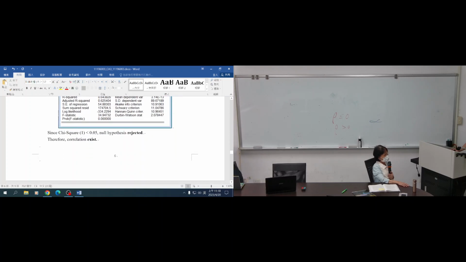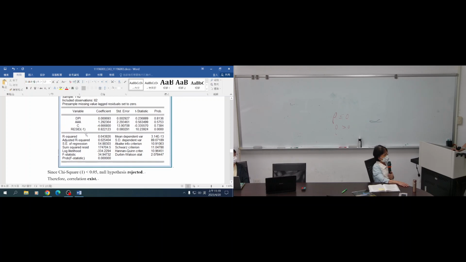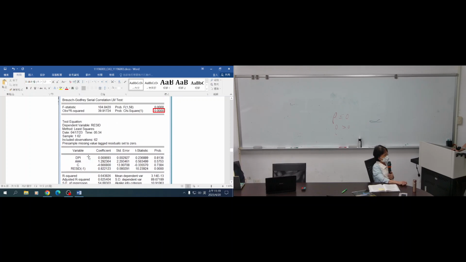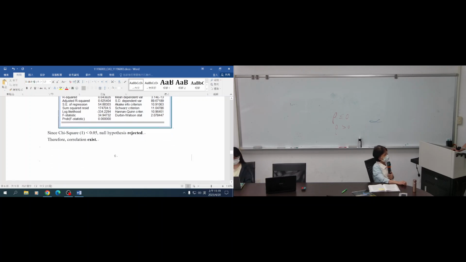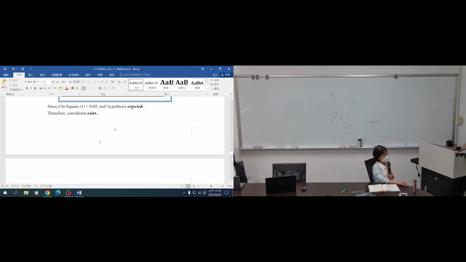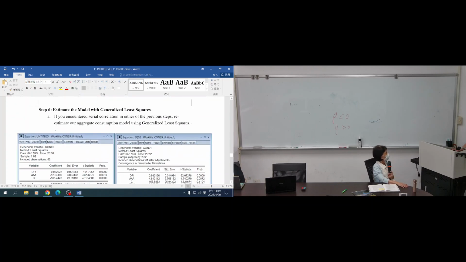Oh, yeah, here should be changed. Since here should be the probability of Chi-square. Alright, the null hypothesis is rejected, so correlation exists. So that's another way to prove the serial correlation exists, which is to reject the null hypothesis.